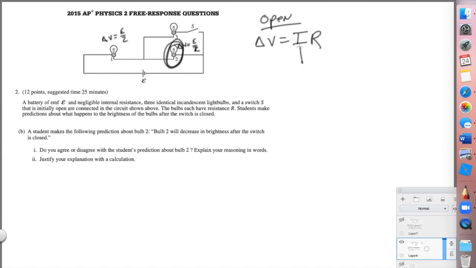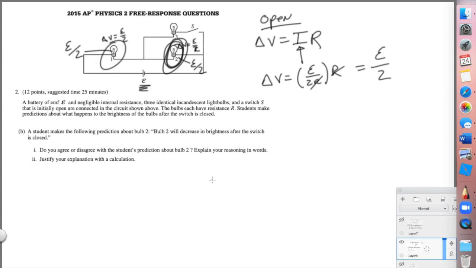Now we already know what this current is. We calculated it in the first part. Current through this circuit when the switch is open is equal to E over 2R. We did that in the first part. Times R. R's cancel, E over 2, which makes total sense because bulb 1 and bulb 2 are sharing the voltage of the battery. So voltage across bulb 2 would be E over 2. Voltage across bulb number 1 would also be E over 2.